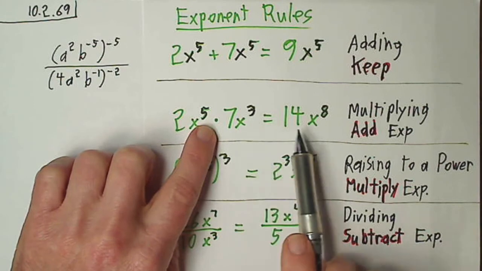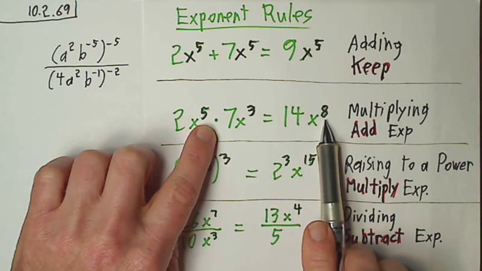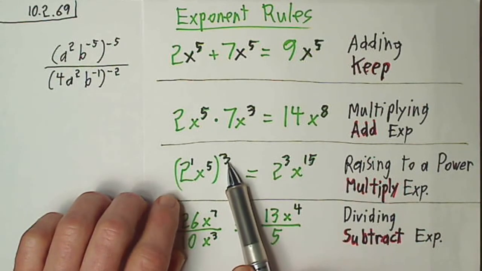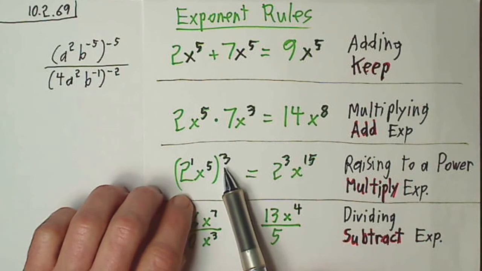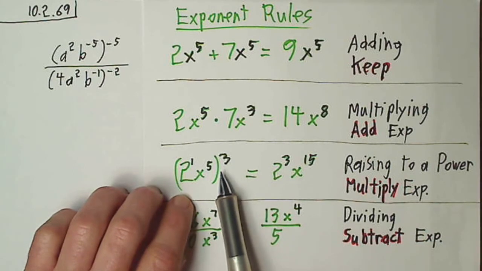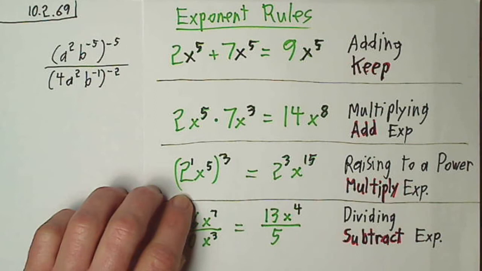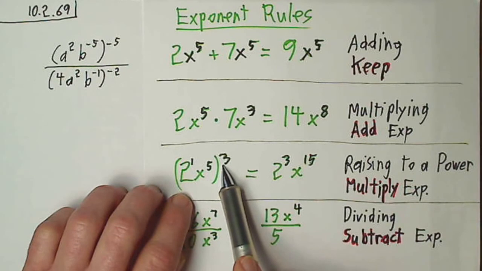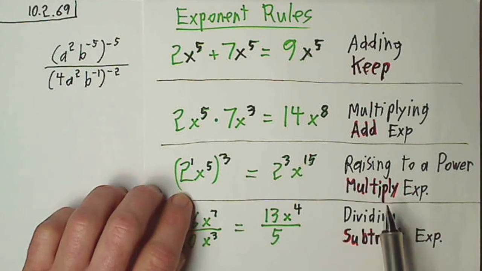If I have a 5 and a 3 and I end up with an 8, I must have got there by adding the exponents. Okay. When you raise to a power, all right. And by the way, I'm just showing you shortcuts. Sometimes these can be explained in a much lengthier way, but these are shortcuts you get away with using. Okay. When you raise to a power, you multiply the exponent.